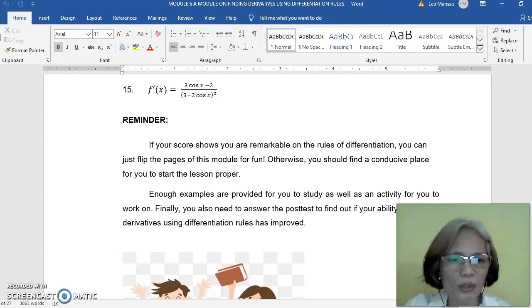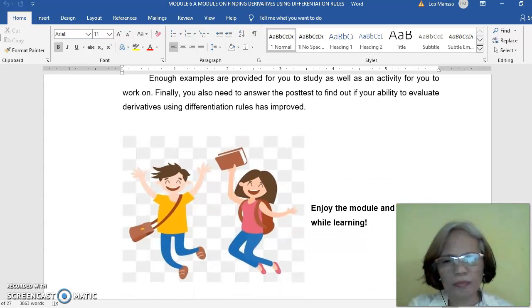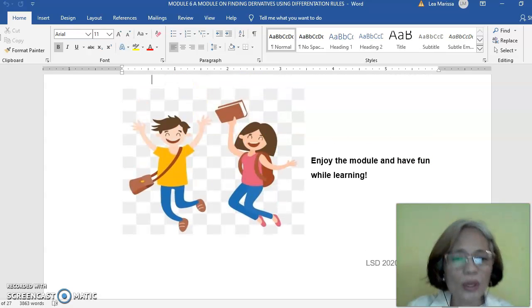Otherwise, you should find a conducive place for you to start the lesson proper. Enough examples are provided for you to study as well as an activity for you to work on. Finally, you also need to answer the post-test to find out if your ability to evaluate derivatives using differentiation rules has improved. Then I have here some pictures, and then I said, enjoy the module and have fun learning.